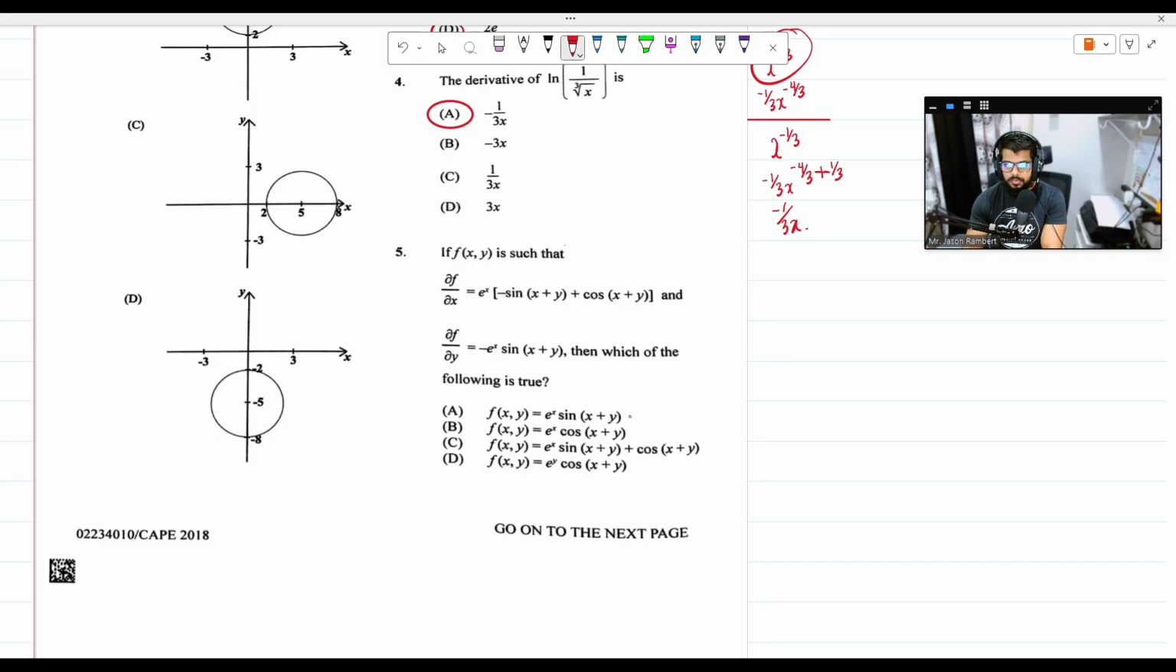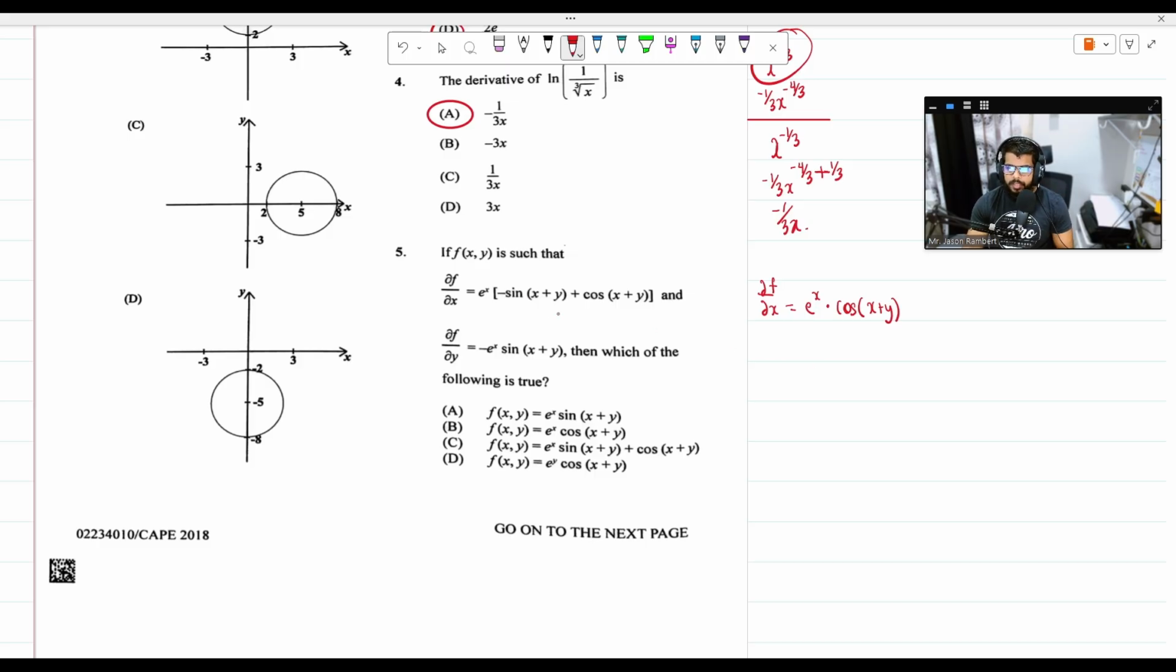All right, so for part A, let me see what del f del x is. I'm differentiating with respect to x, so y is going to be my constant. So it's going to be a product rule, so it's going to be u multiplied by dv dx, which is going to be cosine of x plus y.